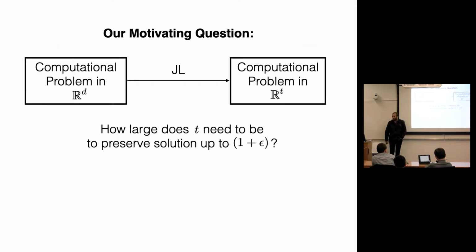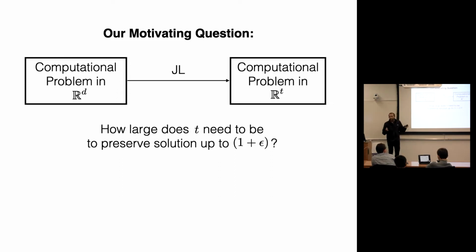Okay. So here's the motivating question. To what extent can we use the Johnson-Lindenstrauss lemma beyond just preserving pairwise Euclidean distances? More generally, if you start with any computational problem in R^d, some problem involving Euclidean distances, before you even begin to think about algorithms, can you sample a random Gaussian matrix and multiply all your vectors by this matrix? Now you have the same computational problem, but in a much lower dimensional space R^t, such that if you solve the problem in R^t, you would approximately solve the problem in the original space.